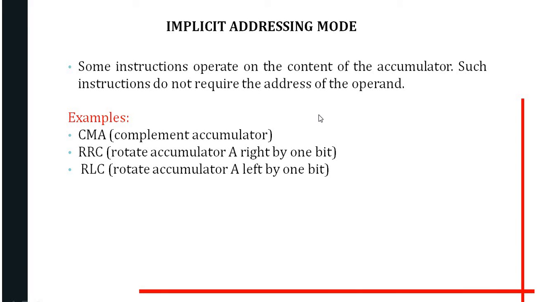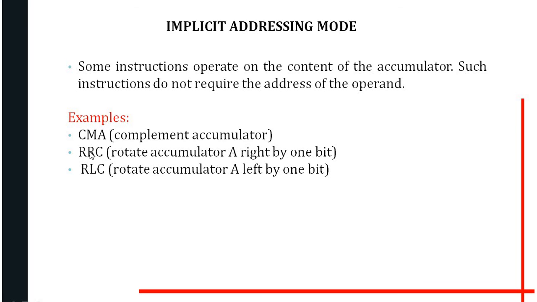The last one is the implicit addressing mode. Some instructions operate on the content of the accumulator. Such instructions do not require the address of the operand. Example, CMA. CMA is complement accumulator. The content of the accumulator is replaced by its ones complement. Next, RRC. Rotate accumulator A right by 1 bit.